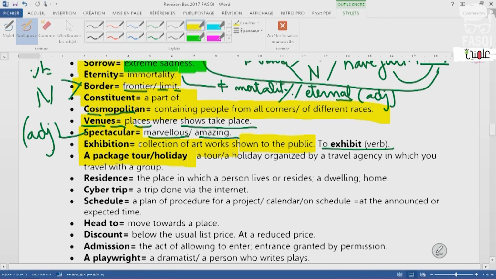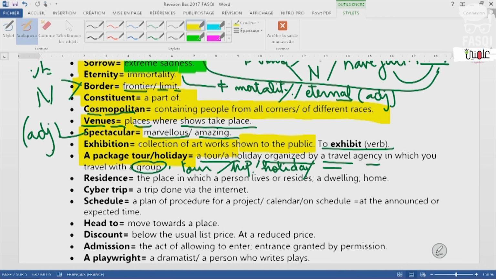So as you see, a tour is organized, in which you normally travel with a group. And of course, needless to remind you of those words like tour, like trip, like holiday, etc.